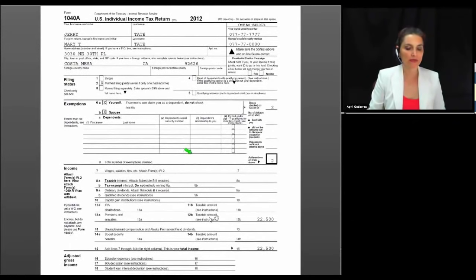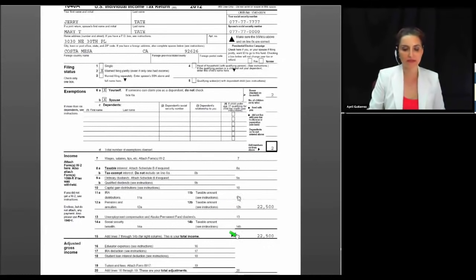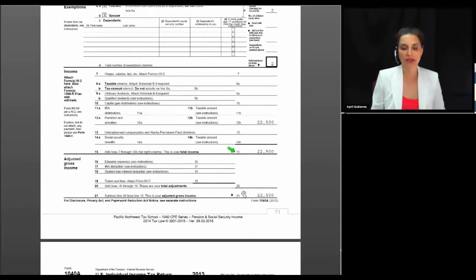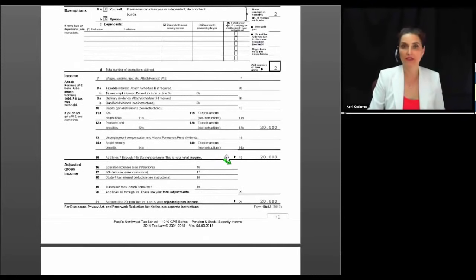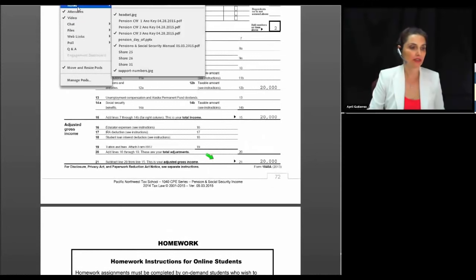For the 2012 return, we can see that the pension income they received was $22,500, and none of the Social Security benefits they received is taxable. So the adjusted gross income for that earlier year is $22,500. We go back to 2013, and the pension they received was $20,000, and again, none of the Social Security benefits that Jerry received in that year were taxable. So it would have been nice to have gotten the Social Security in the year to which it would have applied because they would have had less tax to pay on it. So let's take a look at the answer key to this assignment and see what we can do to help the Tates out.